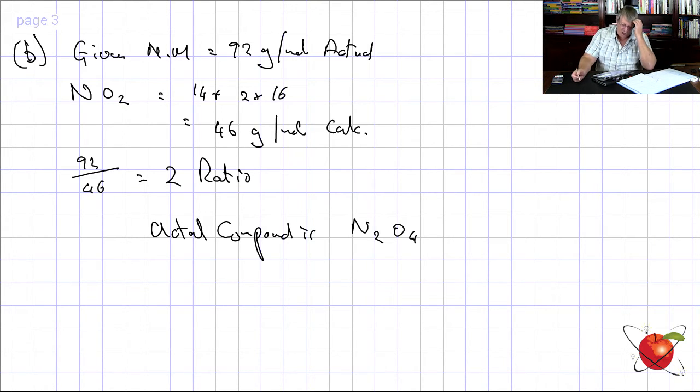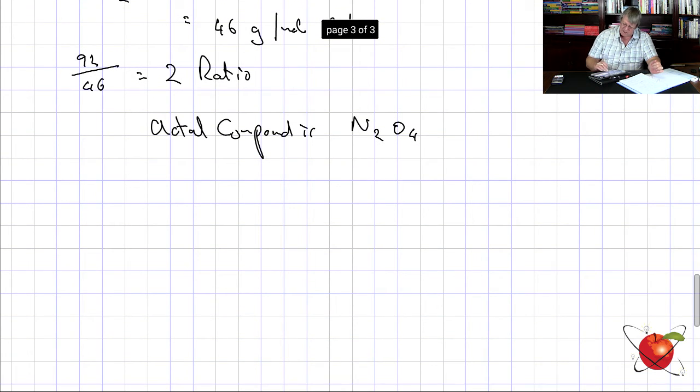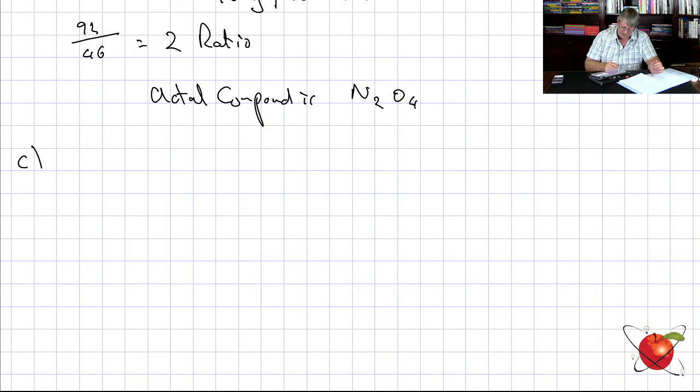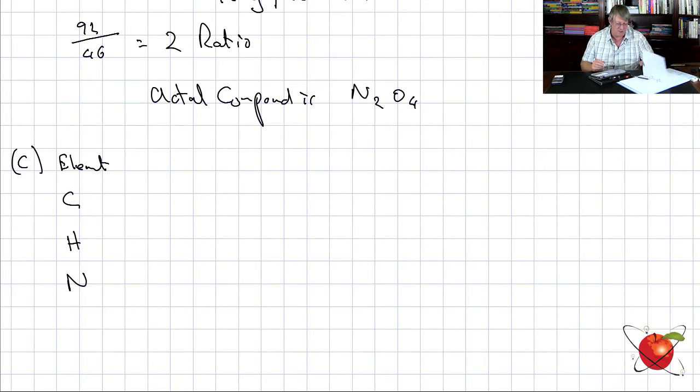Question number C. A compound with the following composition has a molar mass of 60.1, and then they give us the compositions. Can you see this is just a variation on what we've done? This is the way they like to ask them. They've said the elements are carbon, hydrogen, and nitrogen.